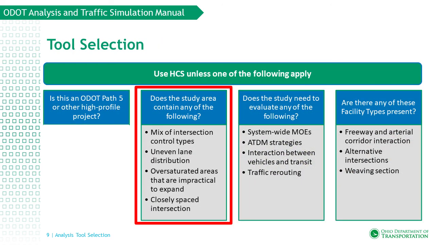When selecting the appropriate tool, it is important to determine if the study area contains any of the following features: mix of intersection control types, uneven lane distribution, oversaturated areas that are impractical to expand, and closely spaced intersections.